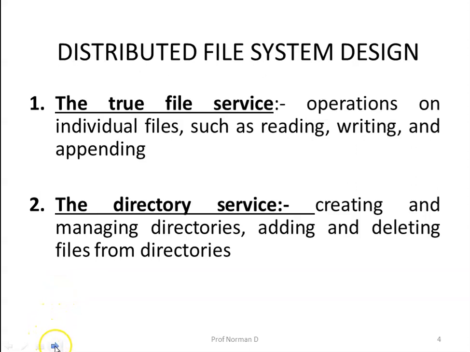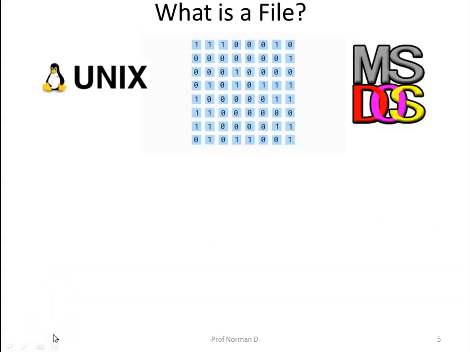So what do you understand by the term file? In many systems such as Unix and MS-DOS, a file is an uninterpreted sequence of bytes. The meaning and structure of the information in the file is entirely up to the application programs. The operating system is not interested.